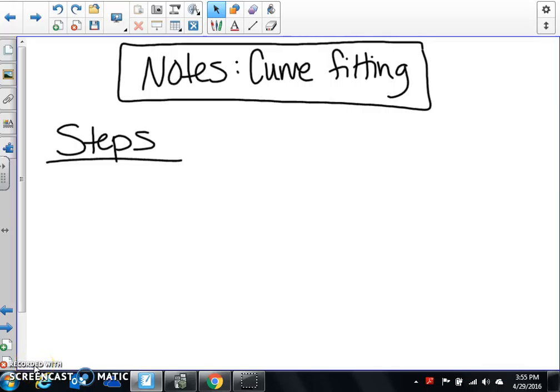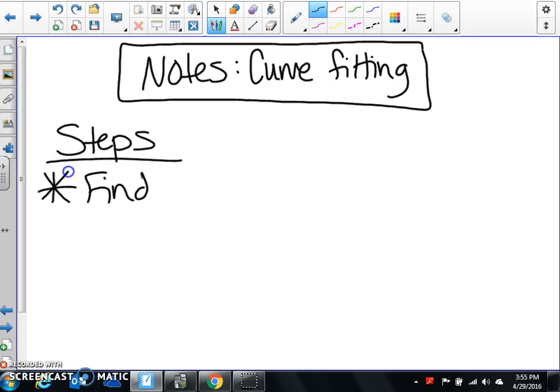Spreadsheet move. All right, curve fitting. So if you do not already have your calculator out, go ahead and grab your graphing calculator because you're going to need it. All right, the first thing that you're going to do is you're going to see if you can find the pattern. And I'll explain what that means in a minute. Okay? So you're going to try to see if you can find a pattern just to give you a heads up about what it could be.